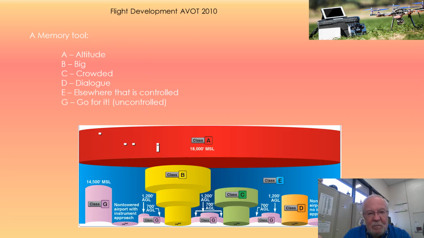But first, here's the memory tool that might help you to understand these. A is that high altitude, 1,800,000 feet above. Goodness, that won't be on any test question, and we really don't need to concern ourselves about that. B for big airports, C for crowded airports, D for dialogue, airports that are medium-sized but still controlled airspace. These are controlled airspace indications. E is everywhere else that's controlled, and G is uncontrolled.